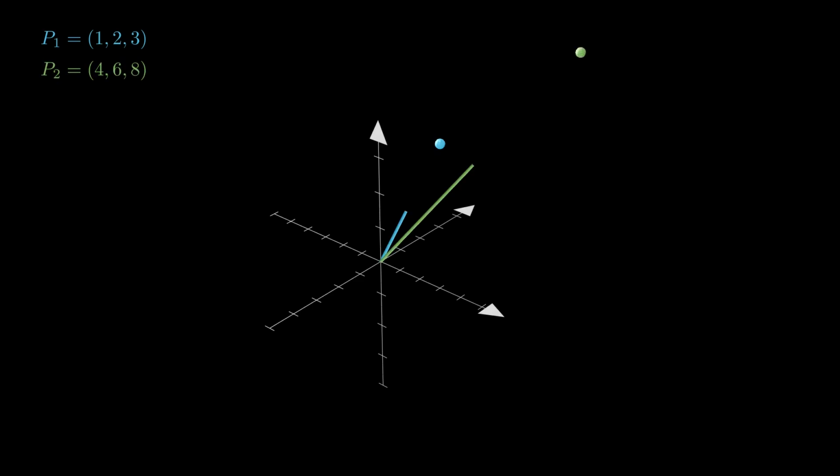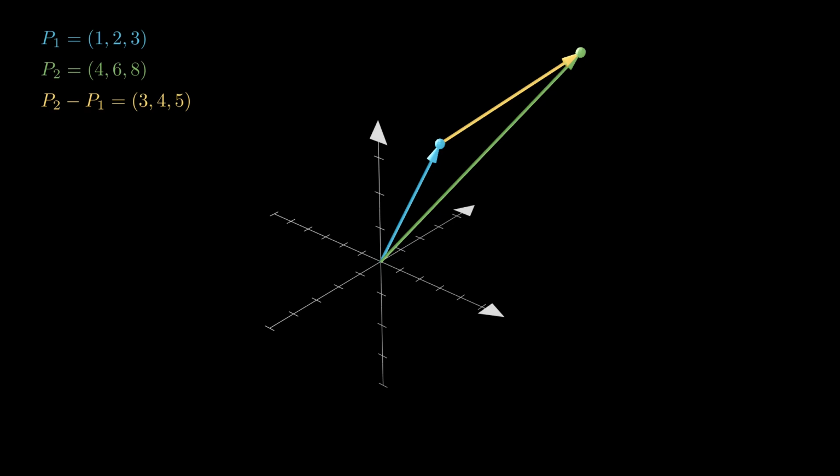Let's look at the single most common real-world application of magnitude. Finding the exact straight line distance between 2 points in space. We already know from our work with vector subtraction that subtracting one position from another gives you the displacement vector pointing from the first to the second. Therefore, the distance between them is just the magnitude of that difference vector.